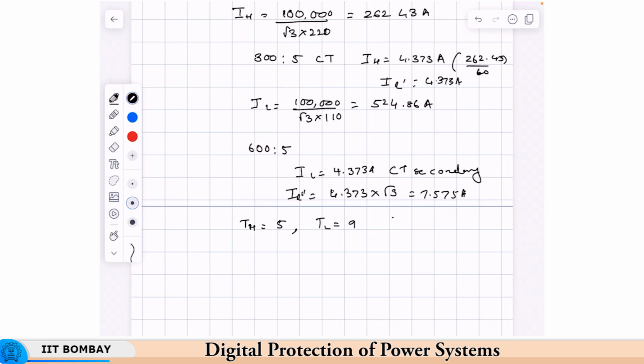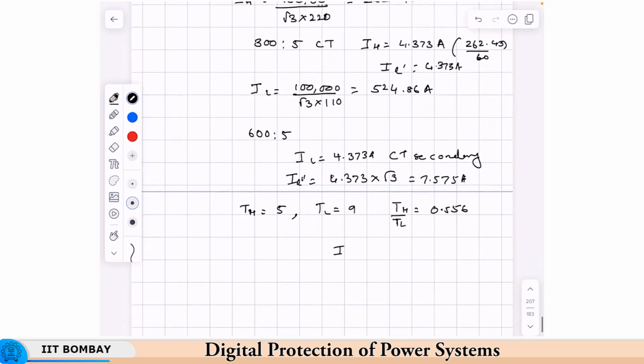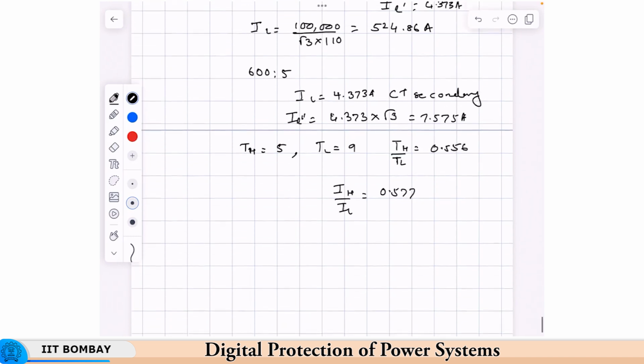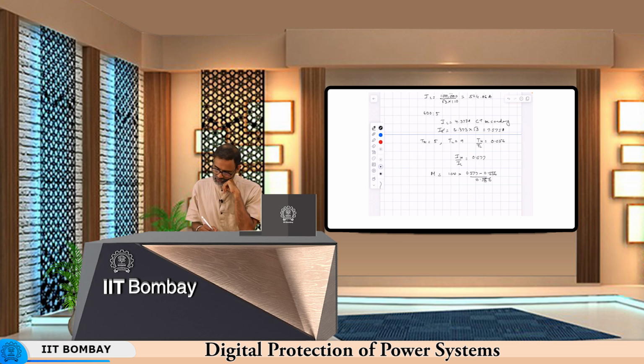TL as 9. So TH by TL is 0.556, and IH by IL is 1 by root 3, which is 0.577. So our mismatch M we can calculate as 100 into IH by IL minus TH by TL, divided by 0.556, and we will get something like 3.78% or so.